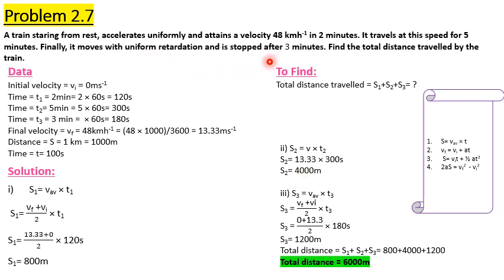Now come to the last 3 minutes in which the train has stopped from 48 km per hour to 0. So from 13.33 meter per second, its velocity becomes 0. So final velocity is 0 for this case and initial velocity is 13.33 and the time duration is 180 seconds. So by putting the values in this formula, we will get 1200 meters. Now to find out the total distance, we will add S1, S2 and S3 and the total distance is 6000 meters.